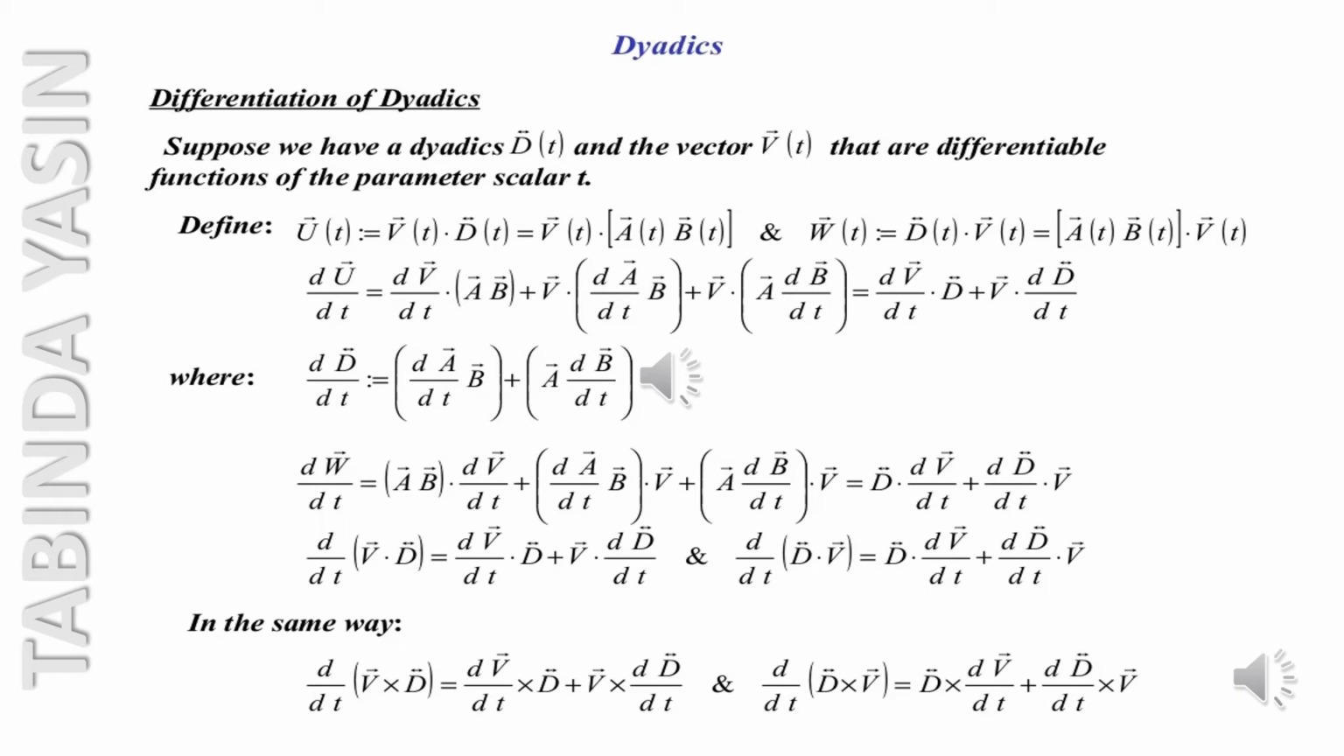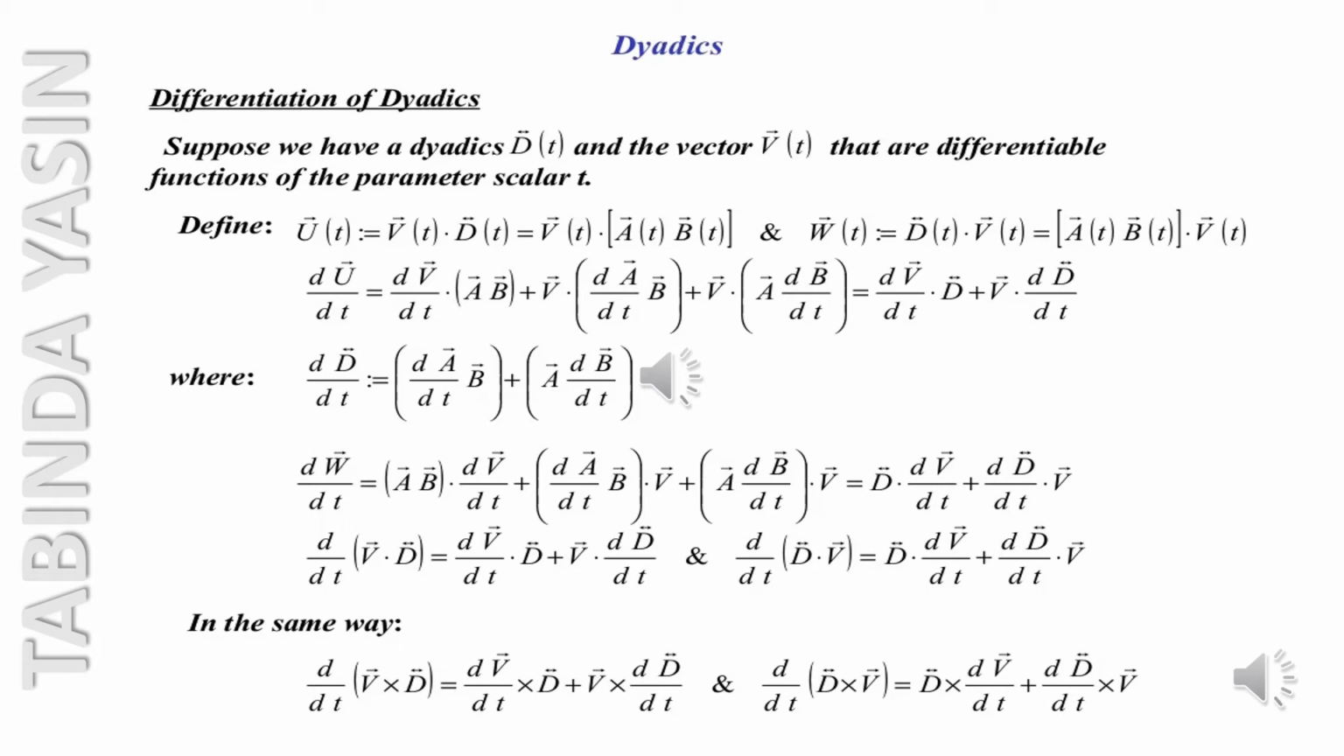So d/dt of (V dot D) is equal to dV/dt dot D plus V dot dD/dt, and d/dt of (D dot V) is equal to D dot dV/dt plus dD/dt dot V. In the same way, d/dt of (V cross D) is equal to dV/dt cross D plus V cross dD/dt, and d/dt of (D cross V) is equal to D cross dV/dt plus dD/dt cross V.